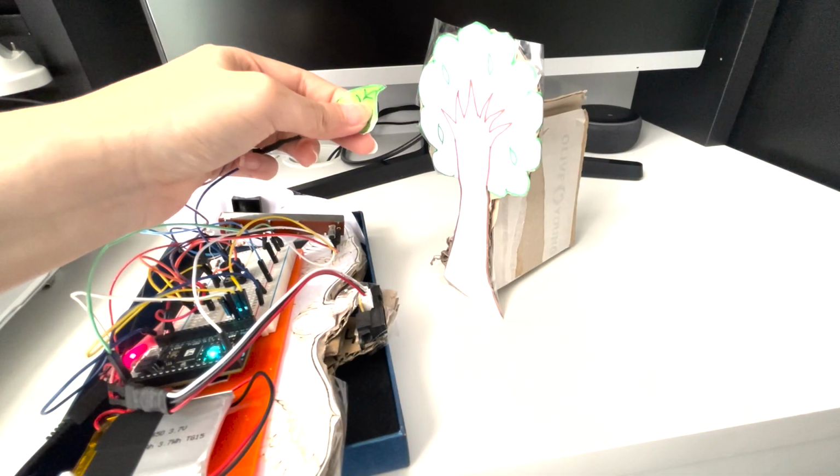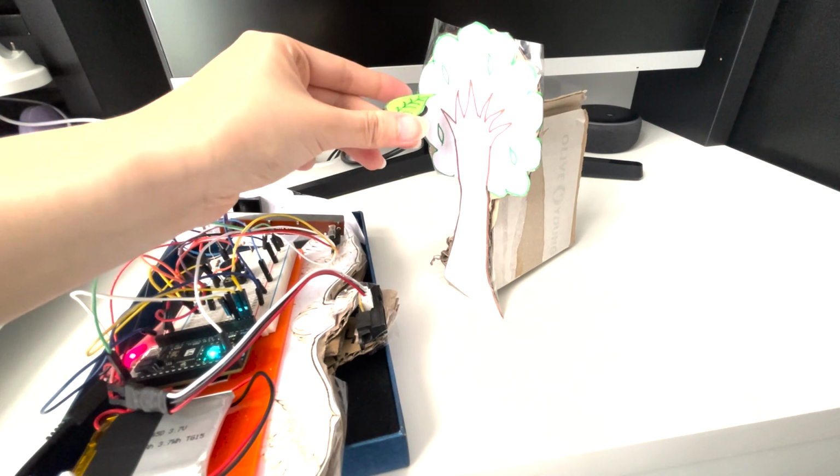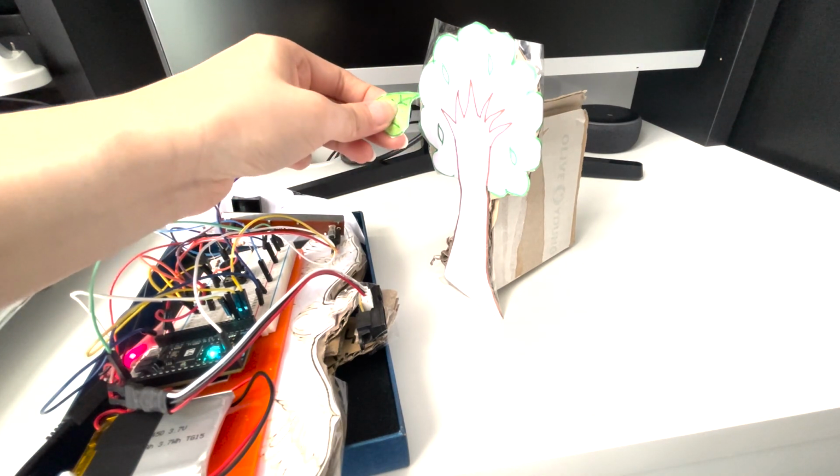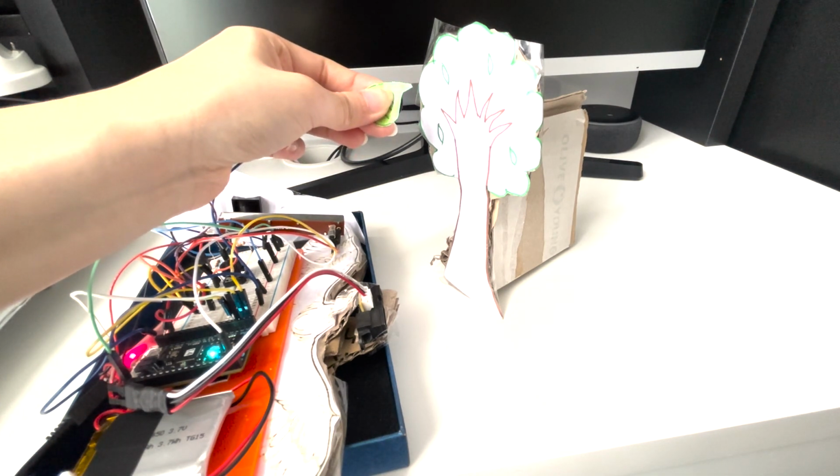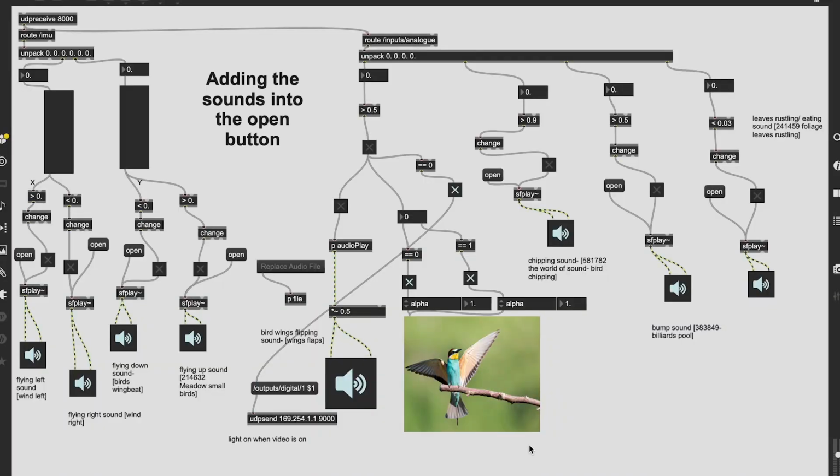Lastly, a force sensor resistor is added. When force is applied to the FSR, it will produce a leaf rustling sound. It represents the bird pulling a leaf from a tree.